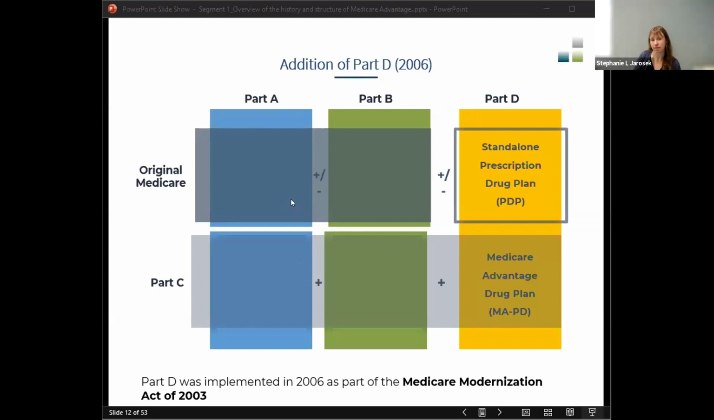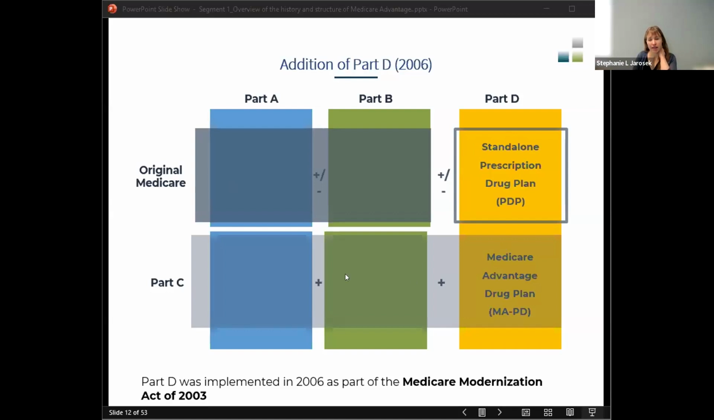Now, Part D means that Medicare beneficiaries can receive prescription drug benefits through Medicare. All of the prescription drug benefits are administered by private plans, similar to Medicare Advantage. But if you're in original Medicare, you will enroll in a standalone prescription drug plan, a private plan, and you don't have to enroll in Medicare Part D. There are some penalties if you don't enroll when you're eligible and then you enroll later. But you do have the option in original Medicare.